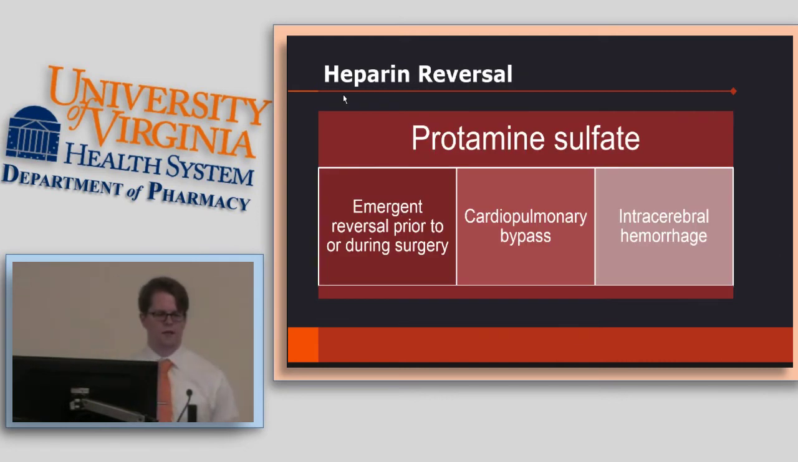The main agent that we think of for heparin reversal is protamine sulfate. Due to the relatively short half-life of heparin, there aren't many situations in which we need to actively reverse it. Most times we can simply just stop the drip. Some situations in which you would use protamine sulfate would be emergent reversal prior to or during surgery, for use in cardiopulmonary bypass, as well as in the setting of intracerebral hemorrhage.